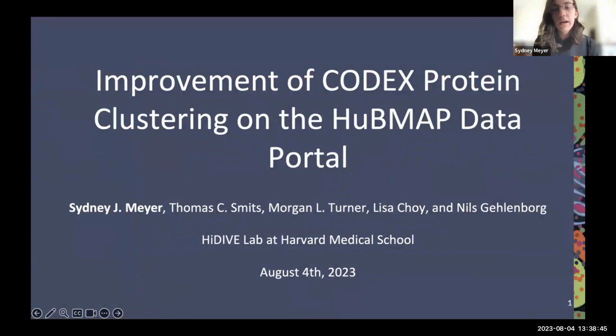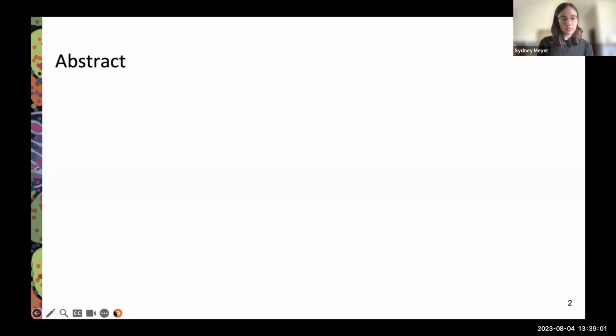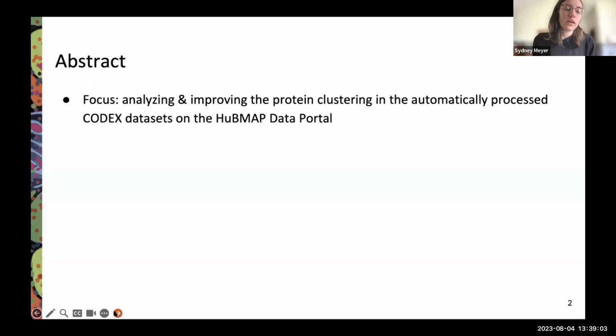Right, so as was mentioned, my presentation is focused on the improvement of the CODEX protein clusterings that are on the HuBMAP data portal. To begin with, just an overview, the focus of this project was analyzing and improving these protein clusterings that are available.